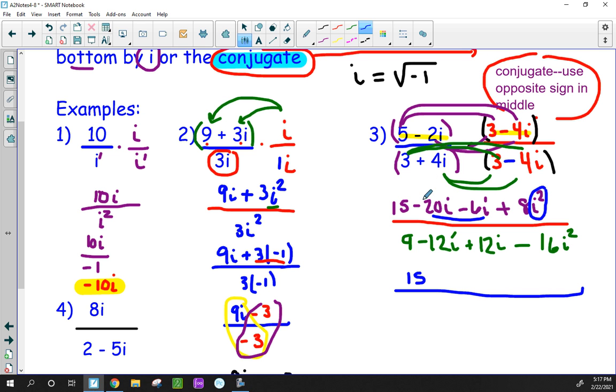We're going to do negative 20 minus 6, which is negative 26. And we're in add mode, so you're just going to drop your i down. Okay. Then you're going to say this is 8. This is a positive 8. Change i squared over to negative 1. Make it look like that.